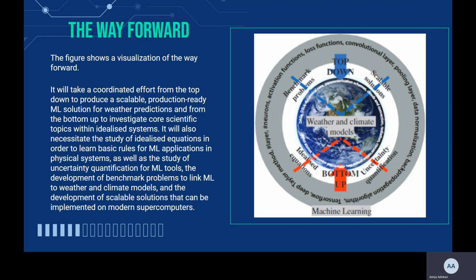So next is our way forward. We'll visualize our way forward to the use of deep learning in weather prediction. We can use two approaches here, the top-down and the bottom-up approach. It will be a coordinated effort from both top-down and bottom-up scale. The first one is to produce a scalable production-ready ML solution for weather predictions, and in bottom-up we investigate core scientific topics within idealized systems.